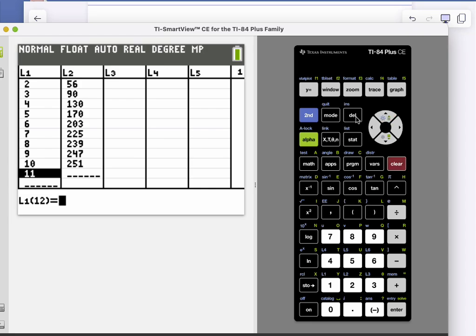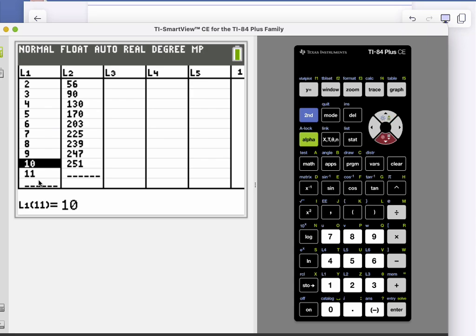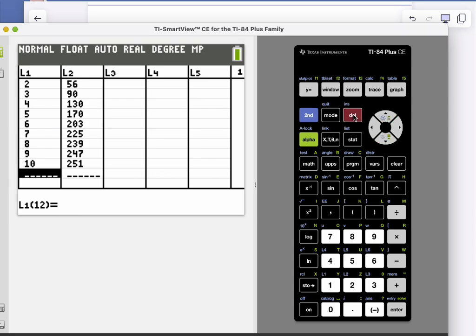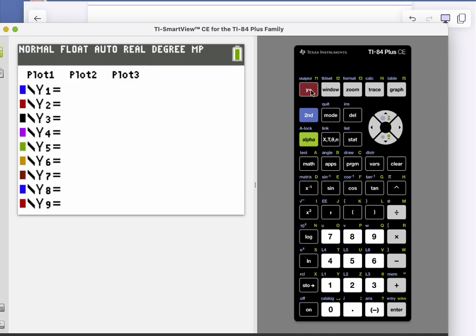So before you, how come this is not deleting? Let's try this again. Delete, come on. There you go. These have to match up, okay? All right, now, when you want to plot them, you want to go to y equals and turn the plot on. Now you have to remember to turn that plot off eventually.